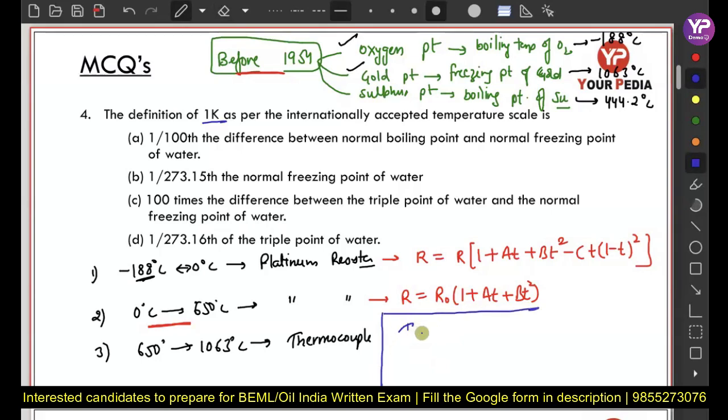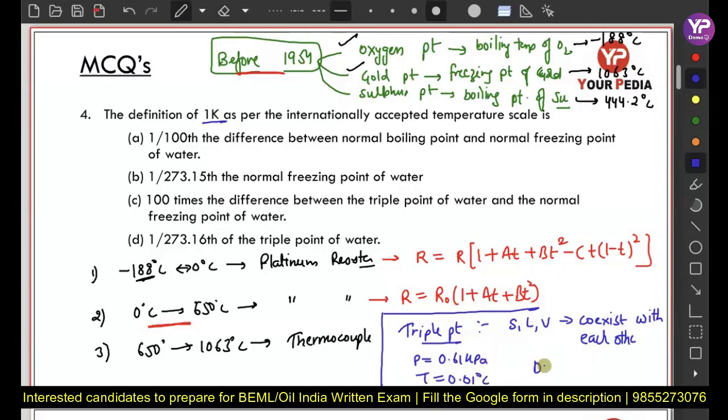Triple point is a point at which all three phases of water, solid, liquid, and gas, coexist with each other. Just remember this one. Now, what are the properties at the triple point? The triple point of water is at 0.61 kilopascal, and the temperature is around 0.01 degrees Celsius.